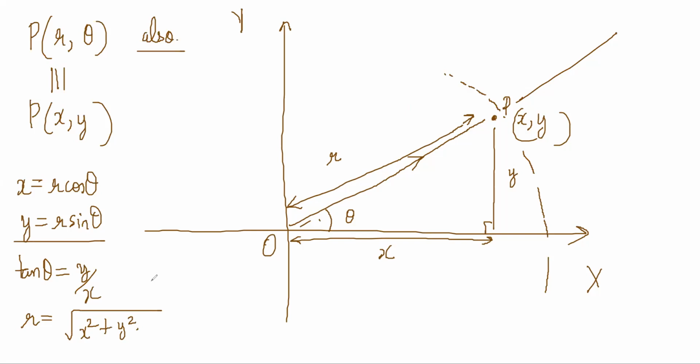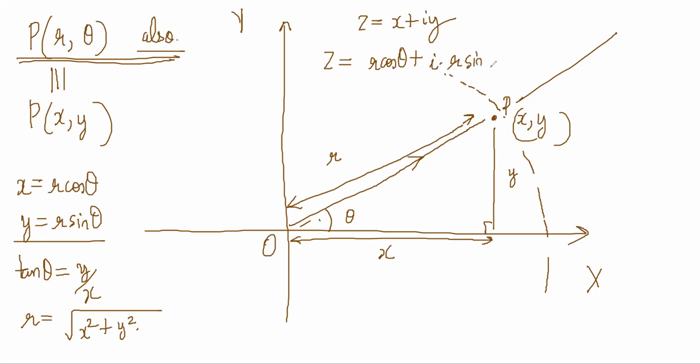So basically these two versions are interchangeable. r theta is basically the same as x comma y, right? So if now my complex number was written as z is equal to x plus iy, I can also write it as r cos theta plus i into r sin theta.